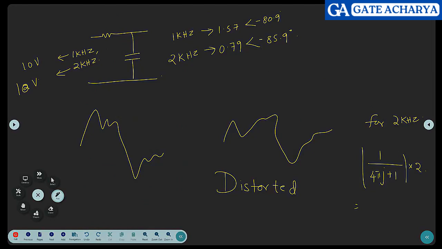What is the meaning of signal distortion? I have a shape before giving to the system. After giving to the system, I have a different shape. One of the primary reasons for this different shape is nonlinear phase. What is the meaning of nonlinear phase? What is the phase we got? Tan inverse of imaginary by real. Tan curve itself is non-linear, right? It's not linear. How does a tan curve look like?